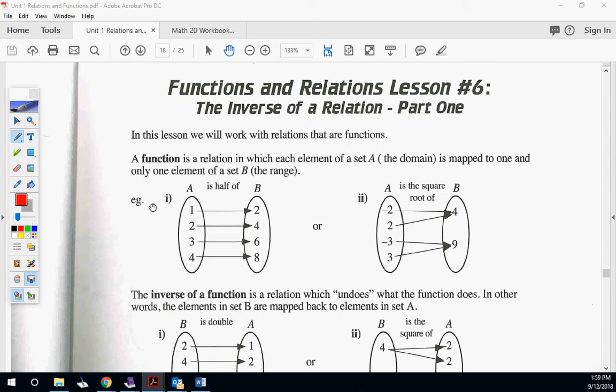Lesson 6. This is lesson 6 of 7, so we're on the decline. We have one more lesson after this. This is the start of the final standard, which is the inverse relation. Okay, so we're talking about inverse functions.